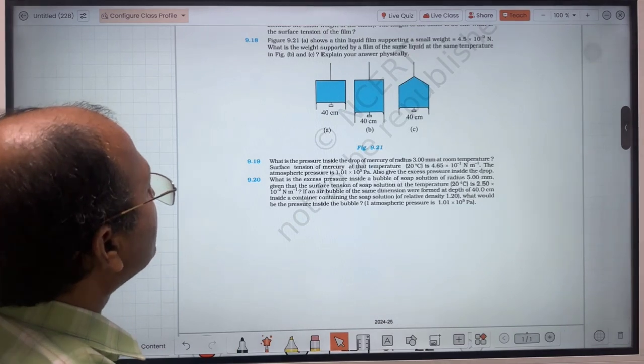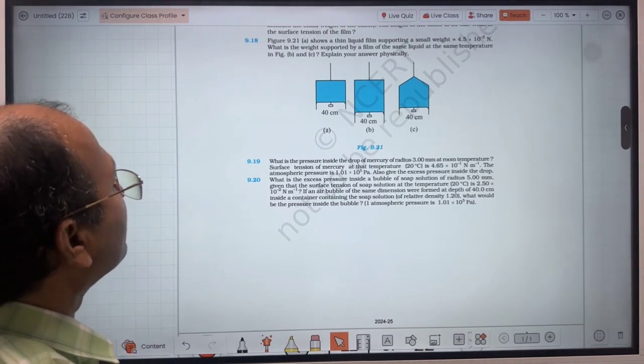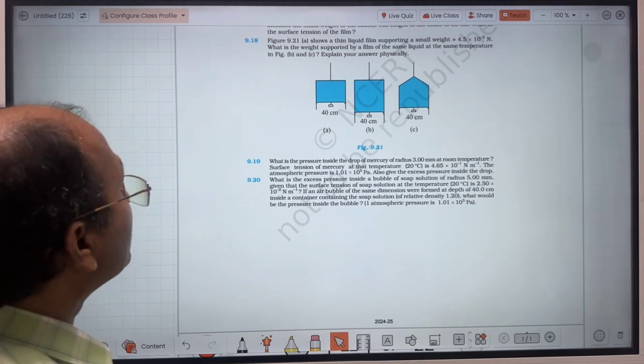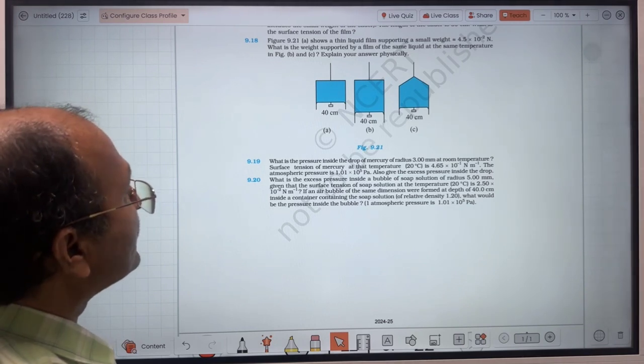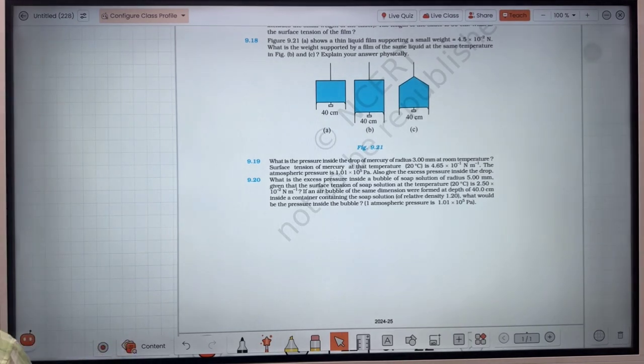What is the pressure inside a drop of mercury of radius 3 mm at room temperature? The surface tension of mercury at that temperature is this much. The atmospheric pressure is this much. Also give the excess pressure. So excess pressure we can find.